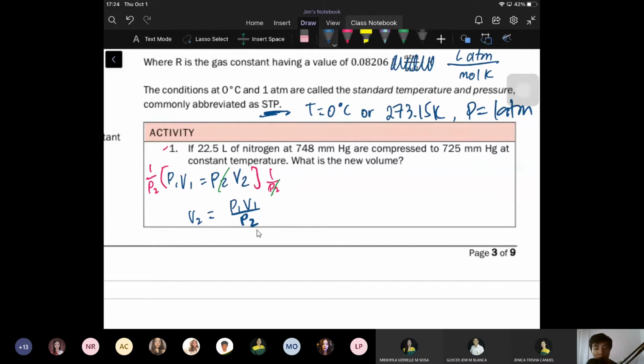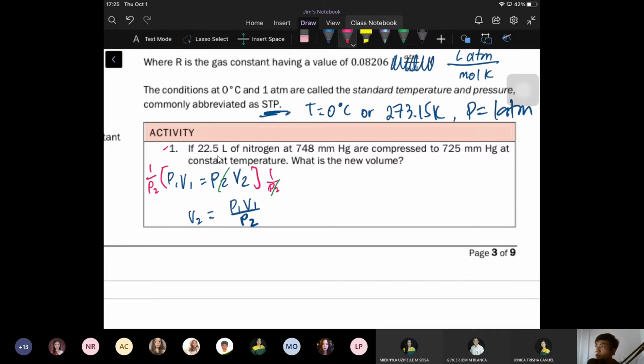Volume 2 equals P1 V1 over P2. Then we can now plug in all the information given. No? So again, sabi ko nga, yung lahat ng binibigay in the first part of the sentence will correspond to your initial state, and the information on the latter part of the sentence, yung mga nasa dulong part ng sentence, yun ay yung mga second state, no? Yung 1 and 2, no? So, yung 1 nasa harap, yung 2 nasa dulo parati, no?